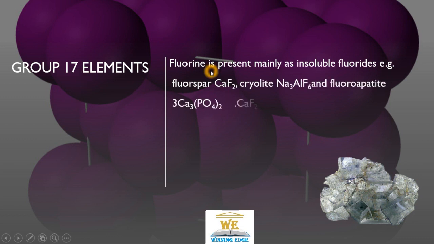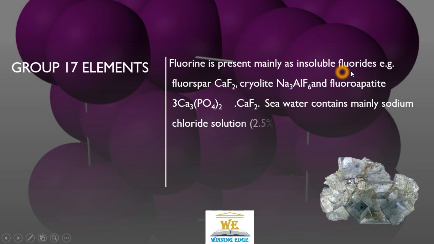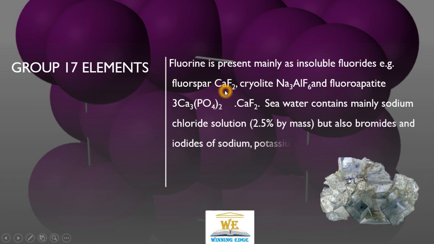These elements exist in nature in the form of fluorides like fluorspar, calcium fluoride, cryolite, which is sodium hexafluoroaluminate, and fluorapatite, which is nothing but calcium phosphate, calcium fluoride. These halogens exist in seawater in the form of soluble salts of sodium like sodium chloride, but also bromides and iodides of sodium, potassium, magnesium and calcium are present in seawater.